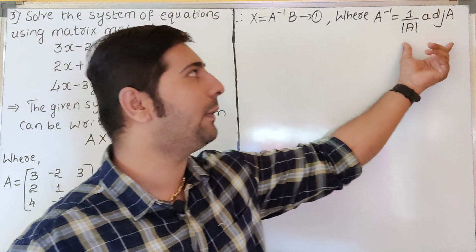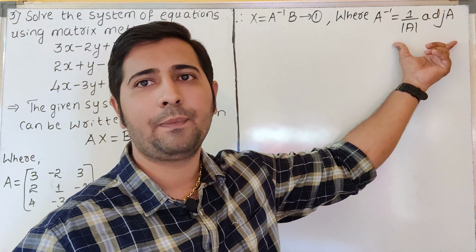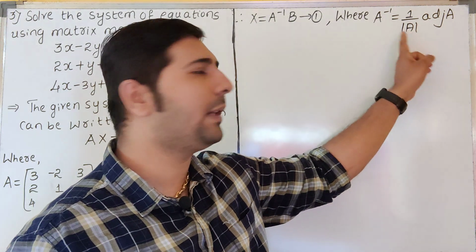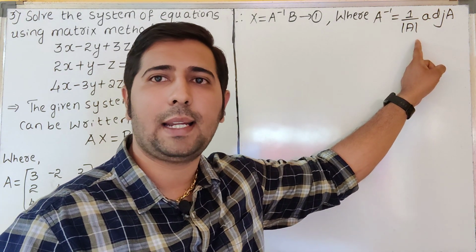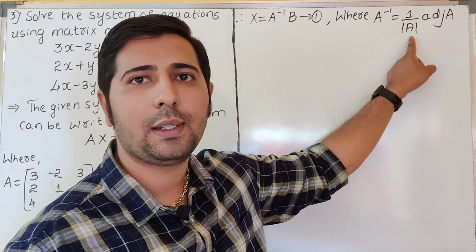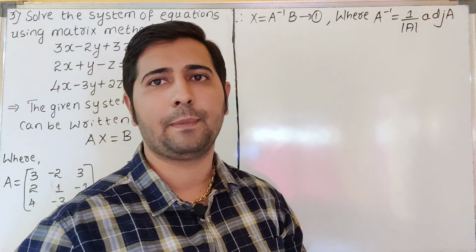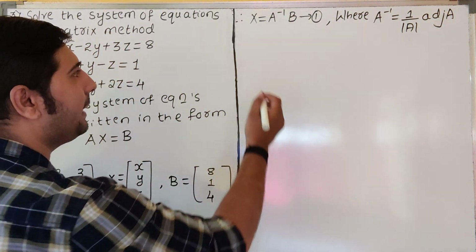So then how to find A inverse? A inverse has this formula. Clear everyone? If I have to find A inverse, then I have to find what? Determinant A first, then what? Adjoint of A. Clear? So let us find determinant A.